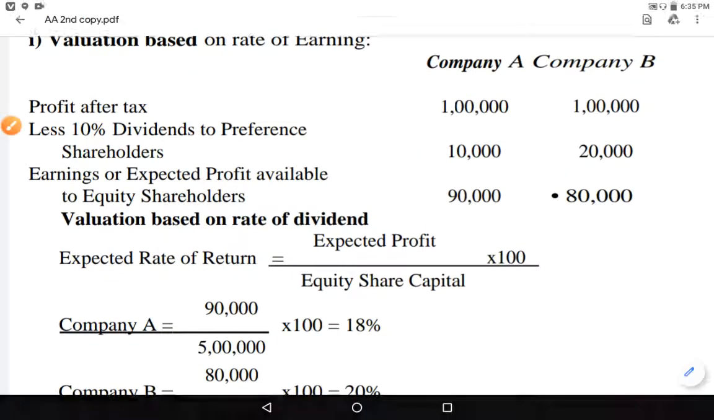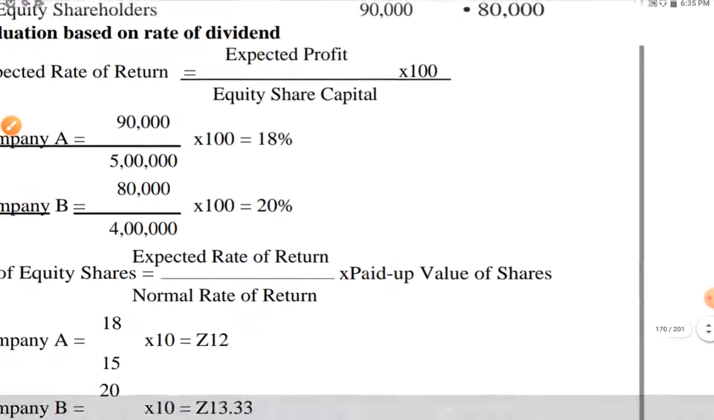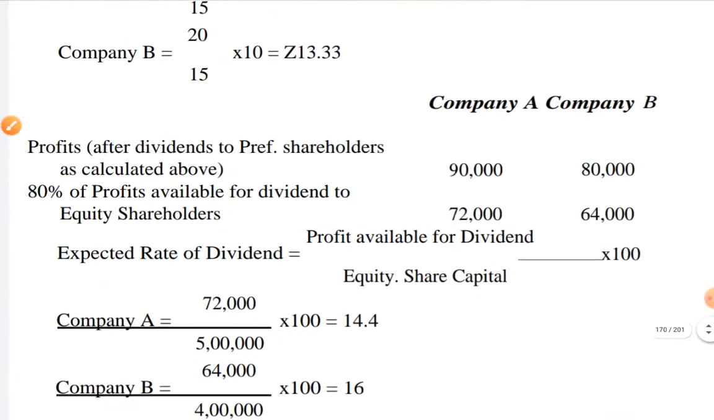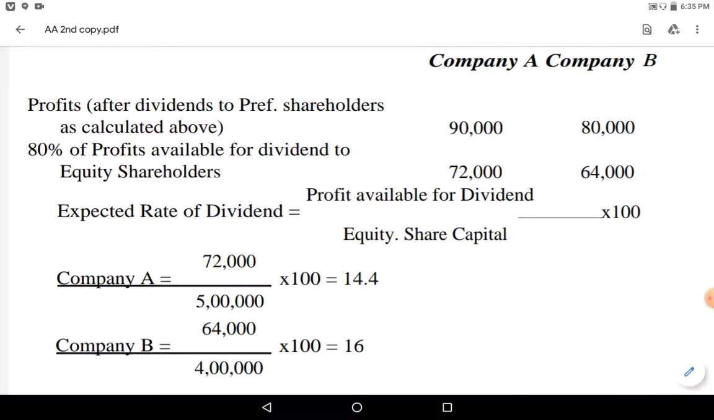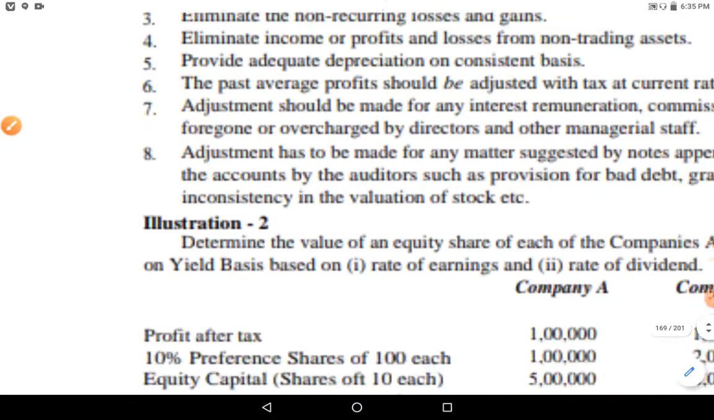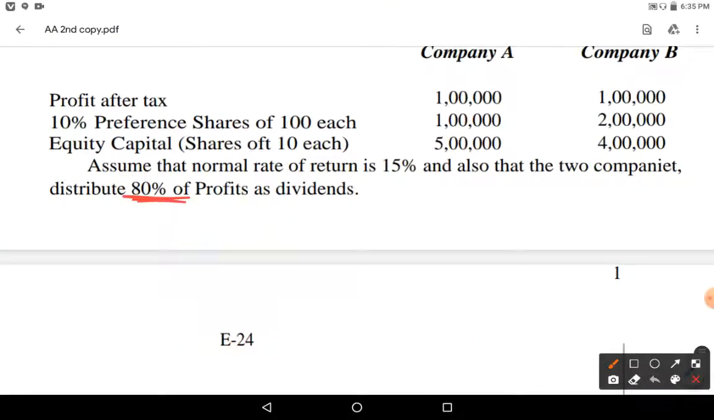This has been replaced. Actually, it should be added down. Valuation based on rate of dividend. I said this in this question. This 80% will be useful for the second method based on dividend.